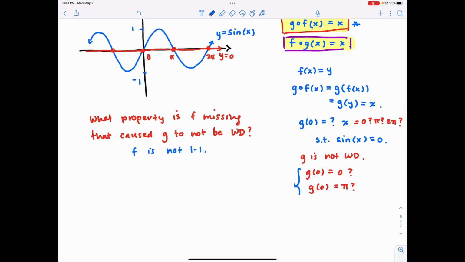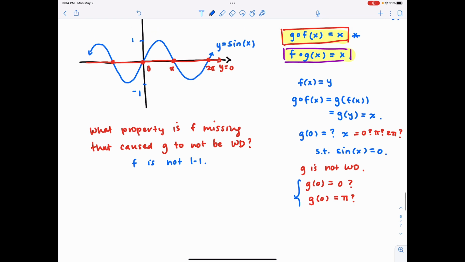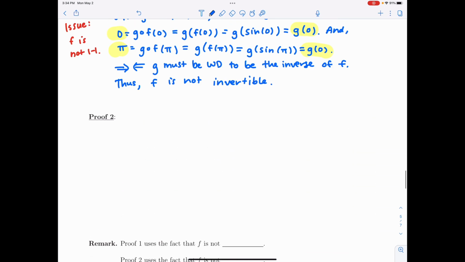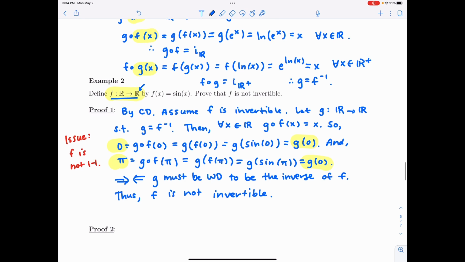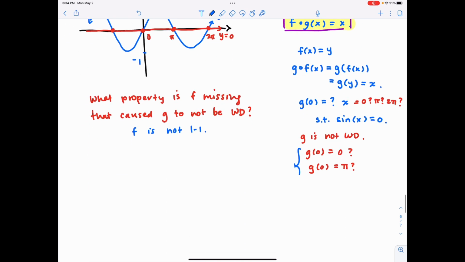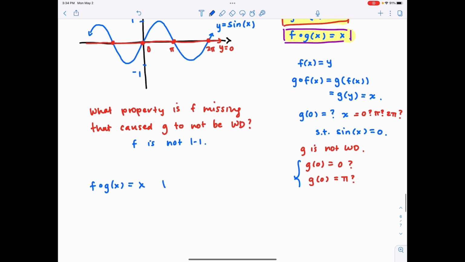Remember that G is supposed to accept values from R because that's the way F is written. F is written as a mapping from R to R, and G accepts values from the codomain. So if I'm supposed to have that F composed with G of X is X, then it should be such that I do this for all X in R.